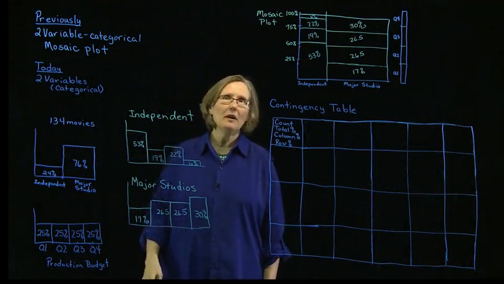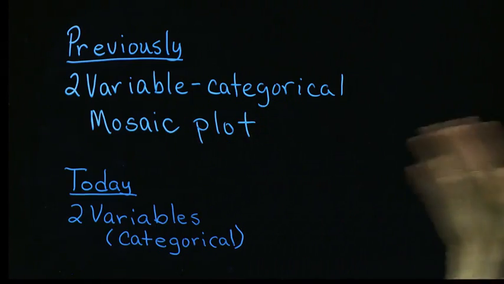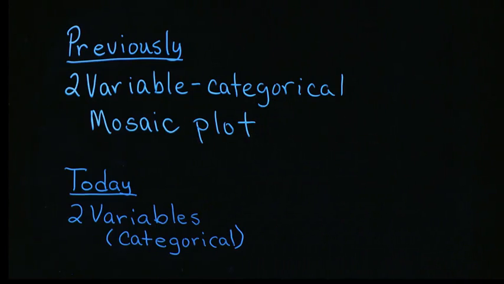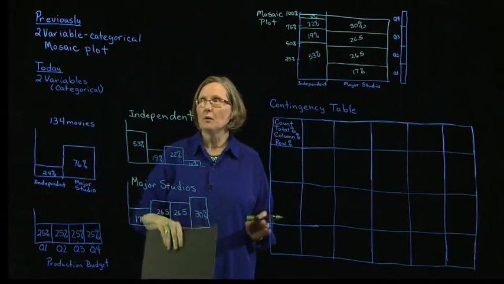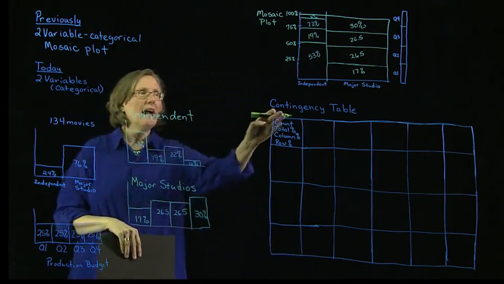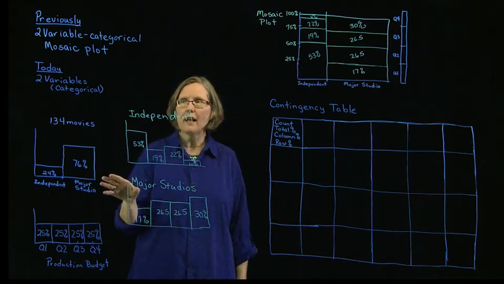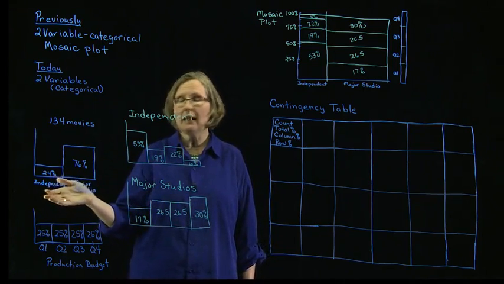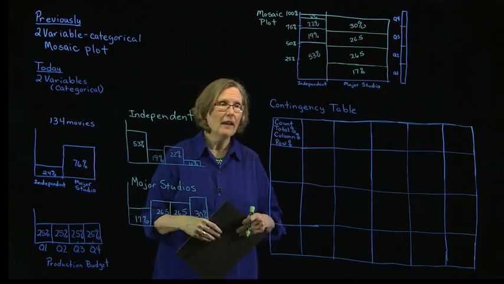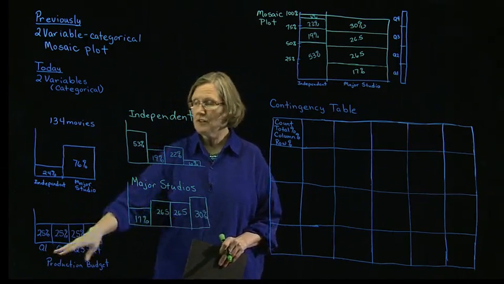In our last video, we looked at how to describe the relationship between two categorical variables using what's called a mosaic plot. Today, we're going to use the information in that mosaic plot to come up with number summaries for the relationship between two categorical variables, and that's going to be called the contingency table. Recall our example, where we were looking at the relationship between whether the movie was produced by an independent or major studio and whether the production budget for the movie fell into the first, second, third, or fourth quartiles.